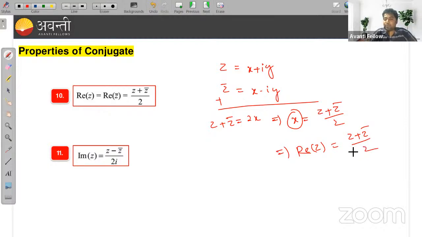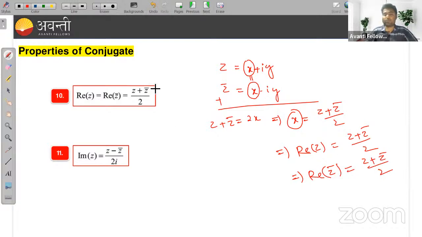Similarly, we can also say real of conjugate of Z. If we take the conjugate of Z, then we also get the real of conjugate of Z. Real of Z and real of conjugate of Z are both the same, na? So in place of real of Z, I can also write real of conjugate of Z, which is also Z plus Z bar by 2. So it is proved now. Simple enough.